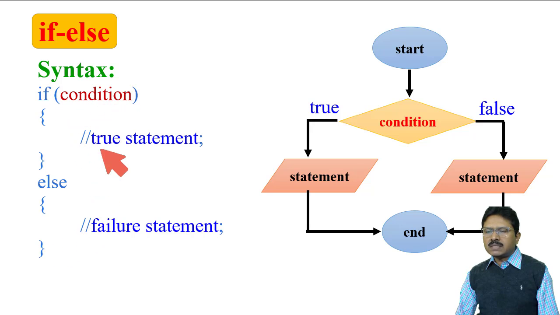If the condition is satisfied, these instructions will be executed. If the condition is not satisfied, the program execution will not enter into this block. It will directly come to the else statement, and inside the else block all the statements will be executed.